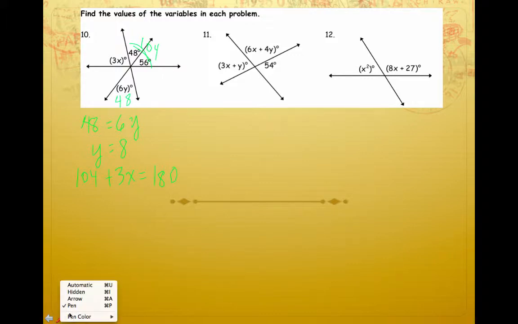I'm guessing you probably don't like this color very much either right now. Back to that one.